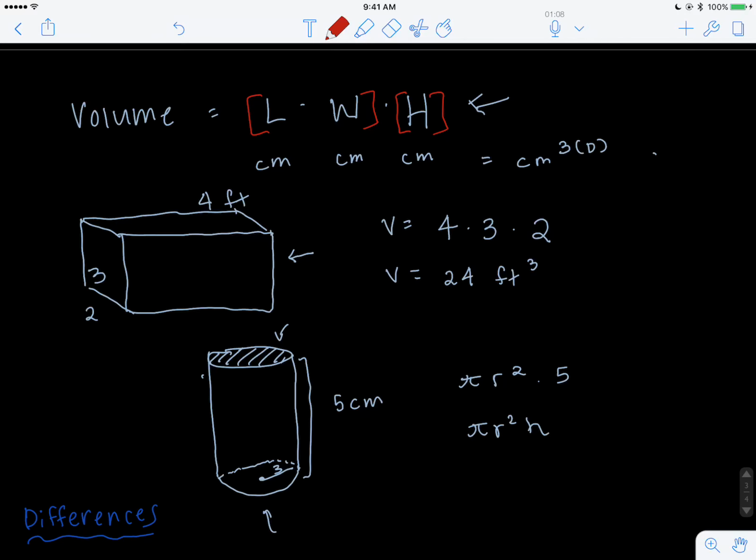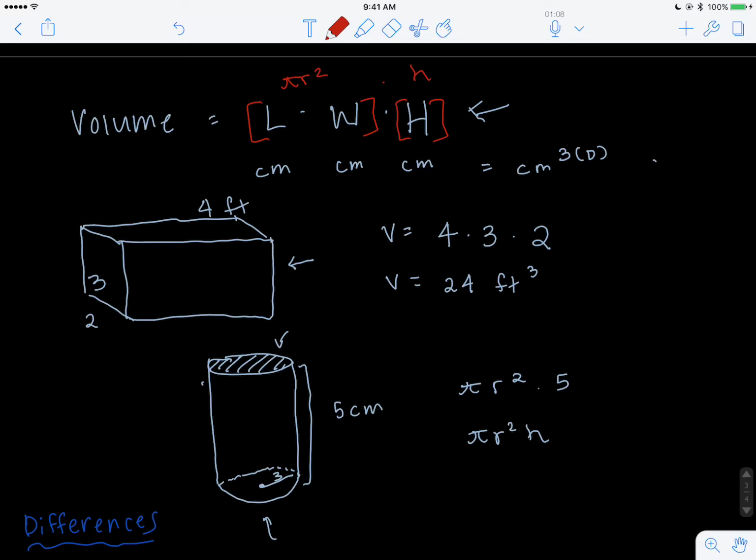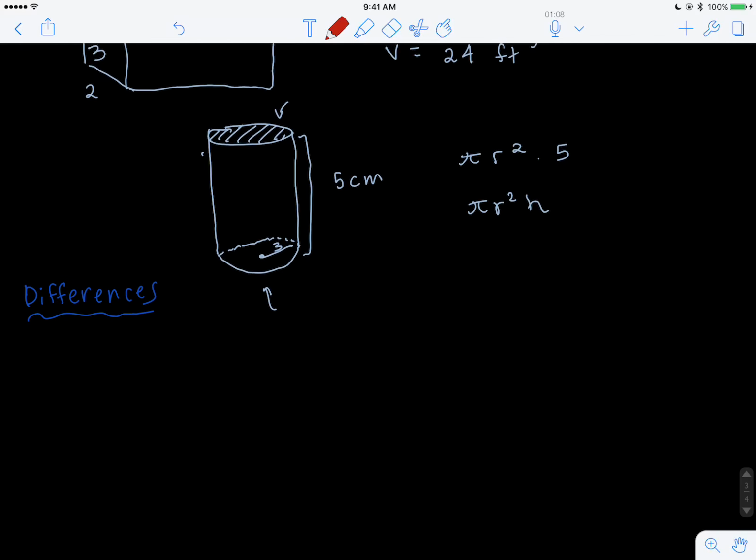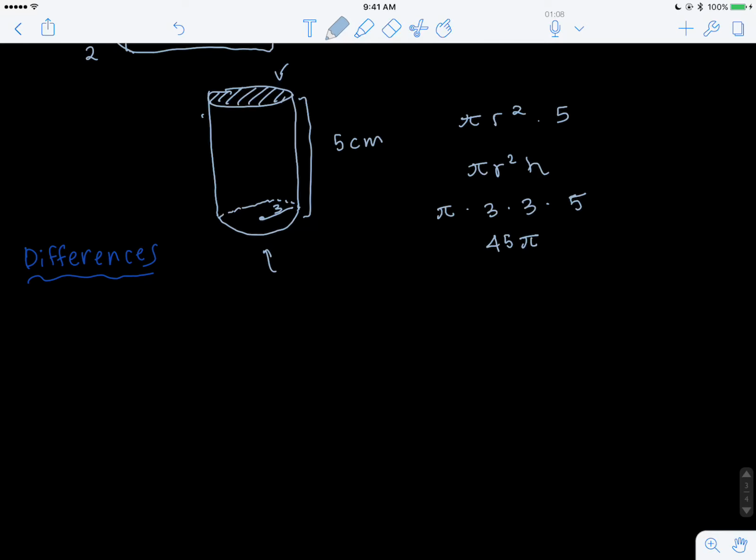So I'm taking my existing formula for area, multiplying it by the height of the cylinder, which is what this shape is. Pi r squared h. That's pi times 3 times 3 times 5, which is equivalent to 45 pi, which you could multiply out, but it's simpler conceptually if I don't. Centimeters cubed. That's what volume is.